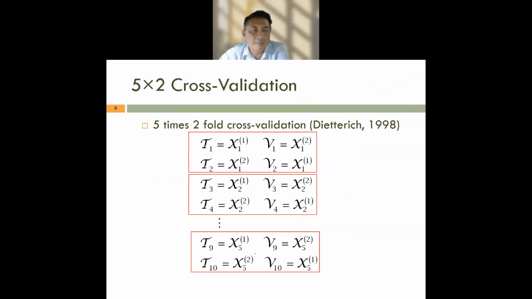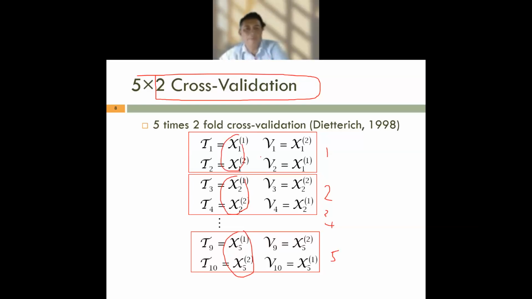Okay. Sometimes you also have this 5 times 2 cross validation. So 5 times 2 means that you are repeating this 2-fold cross validation. Okay. Because when they select the data, they select randomly. So you will repeat them 5 times. So this is 1, 2, 3 here, 4, and 5.